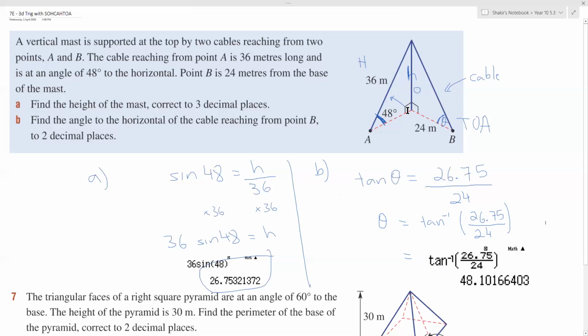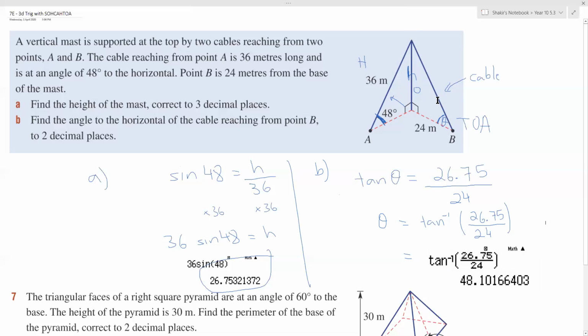As you can see, we had 2 different triangles. I applied SOHCAHTOA in the first triangle to gain the information H, or the height of the mast. And then now that I have more information for the second triangle, I can apply SOHCAHTOA to answer the second part of the question.